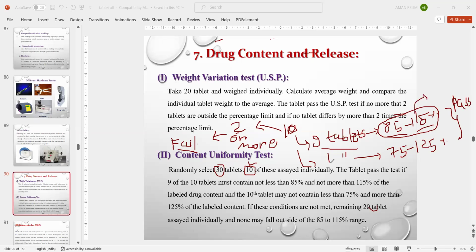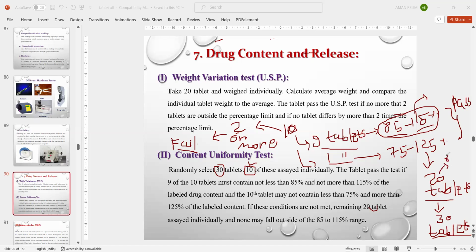Now, in this case also, if 9 tablets contain 85 to 115% and one tablet is in the range of 75 to 125%, then you have to again take 20 tablets. So now it's a total of 30 tablets. And now you have to again perform the content uniformity test, adding the 20 tablets.